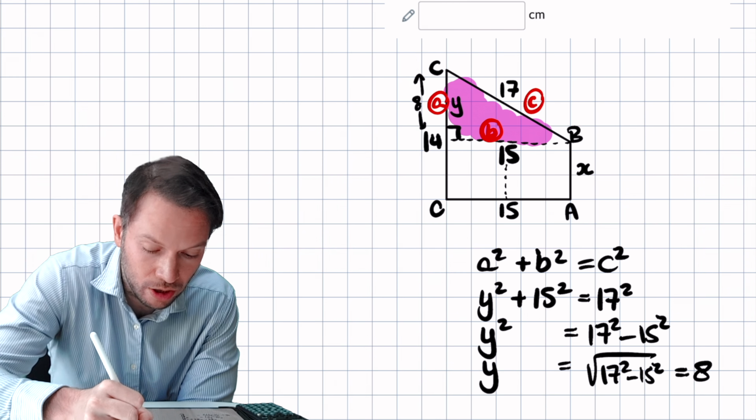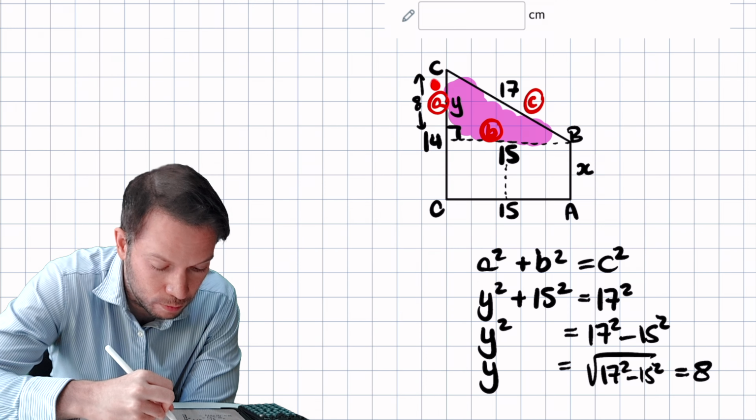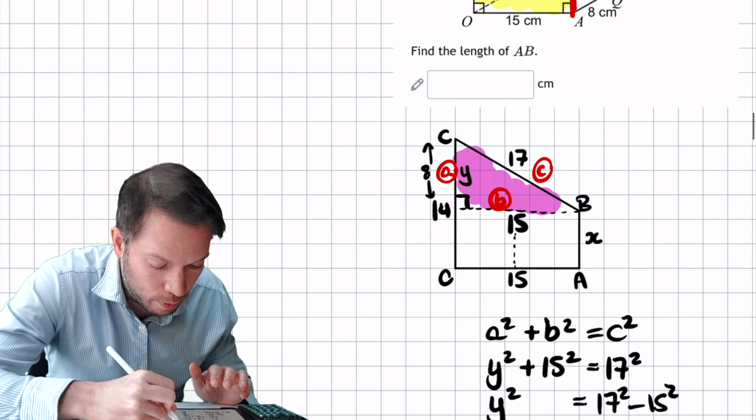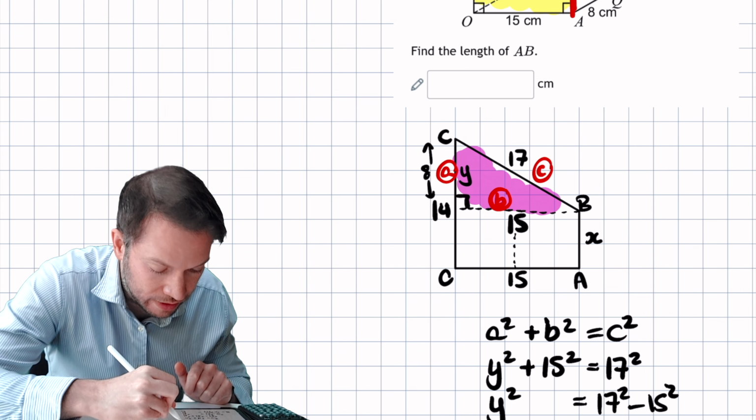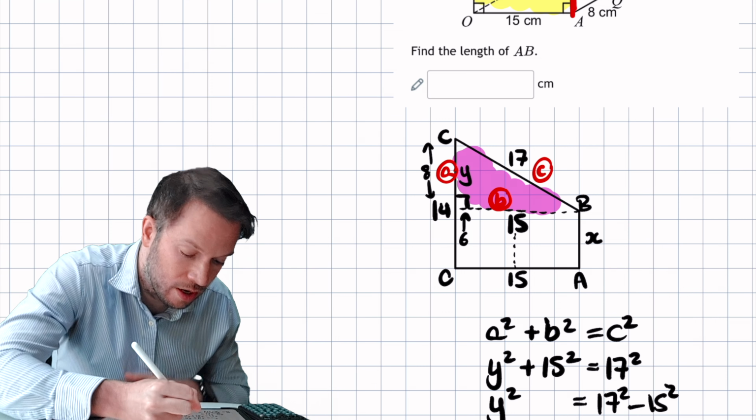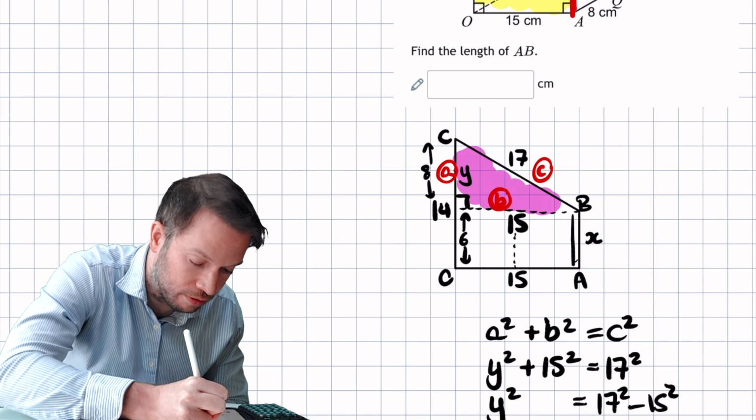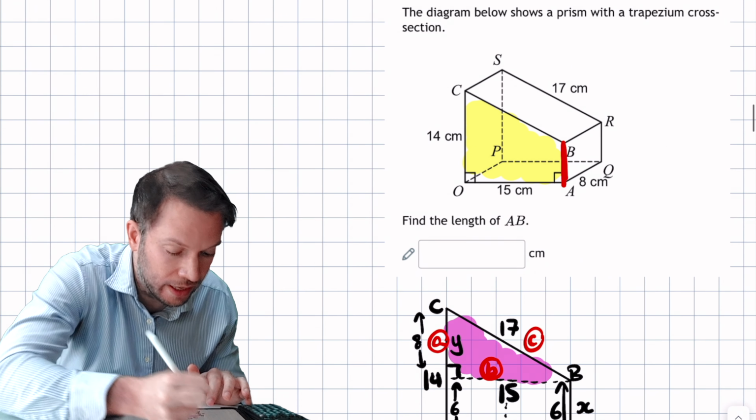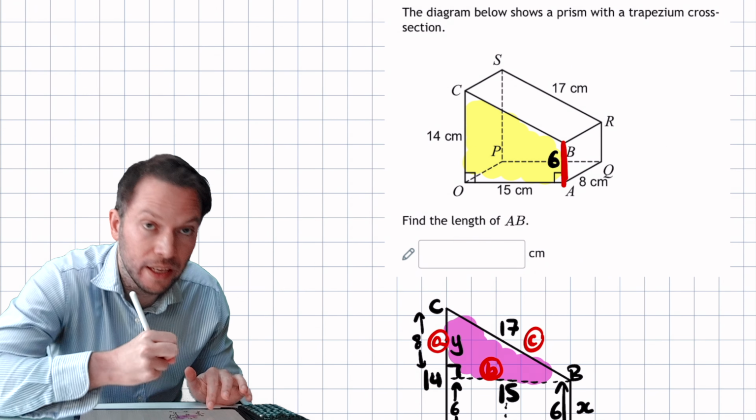And because we know that this total height here is 14, it's the 14 in this diagram, the 14 here, we can do 14 minus the 8 to get this length here, which is 6. So this length here is 6, which is the same as the length over here. That's also 6. And that's the length we wanted. That's the X. So this length here, X, is AB, and that is the final answer.